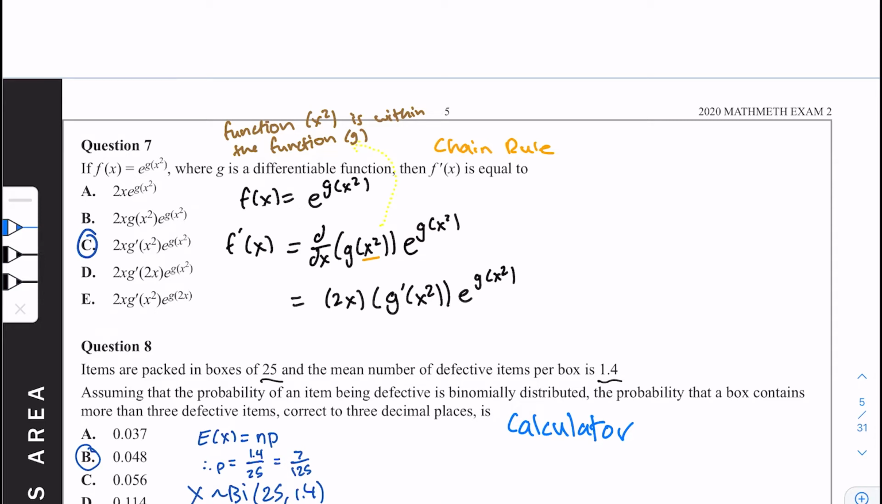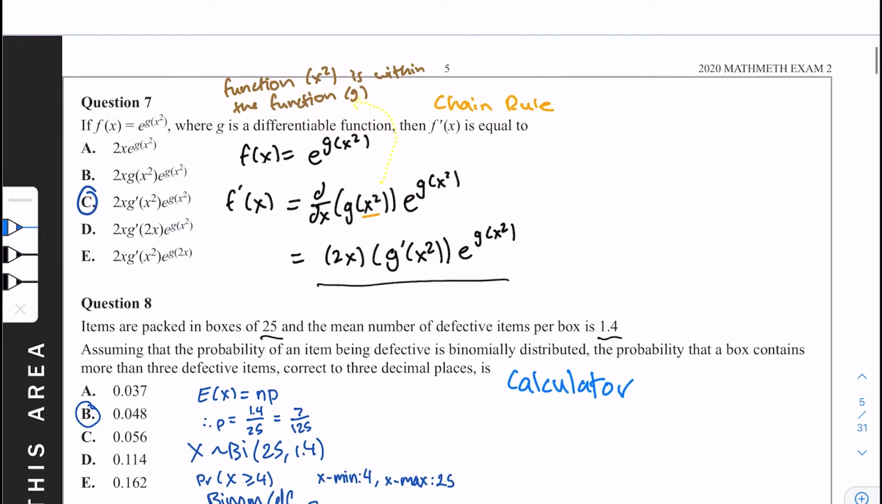For question 7, you just have to recognize you have e. We're trying to differentiate something in terms of e to the power of, so the e stays the same, and the power stays the same, but you bring the derivative out the front. We're finding the derivative of g of x squared. g is a differentiable function, and x squared is a function, okay? So we have to apply the chain rule here. First we find the derivative of the outside function, and the inside function remains the same. Then you multiply everything by the derivative of the inside function. So then I get this as an answer, which is C.